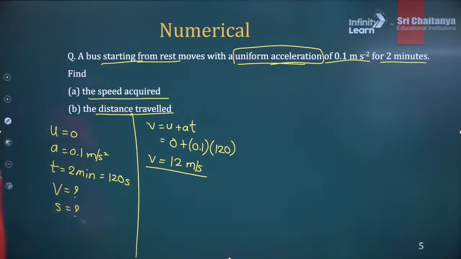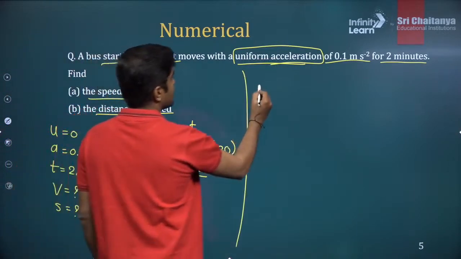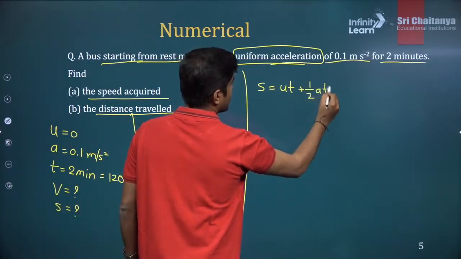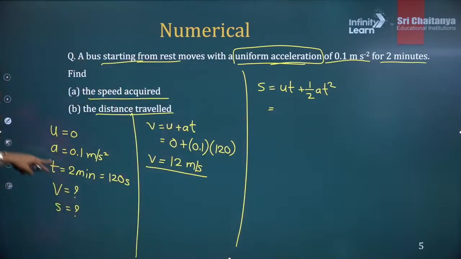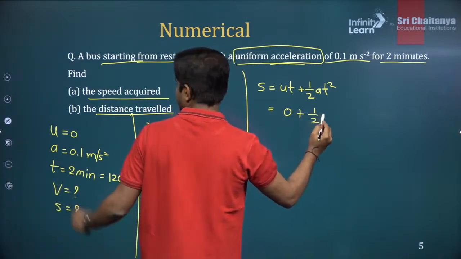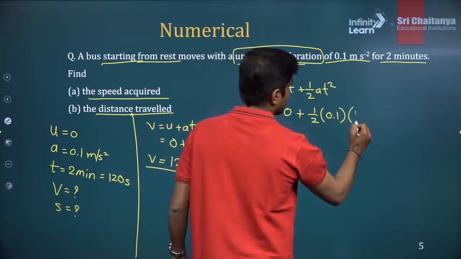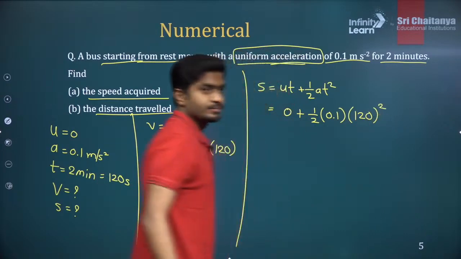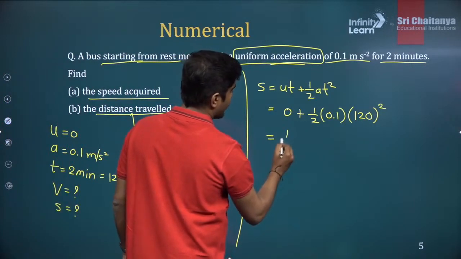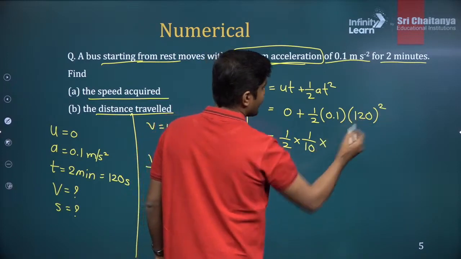Nice, Shubham. Great. You got 720. Okay, Sanchit. Let's find out. So now let's use the second equation. S is equal to ut plus half a t square. So what is u? U is 0. So the first term is simply 0 plus 1 by 2. What is acceleration? It is 0.1 multiplied by time, which is 120. So 120 whole square. Okay, let's find out now. So this is 0. So this is 1 by 2 multiplied by 0.1 is 1 by 10. This is multiplied by 120 into 120.